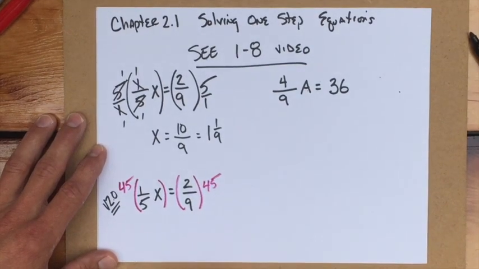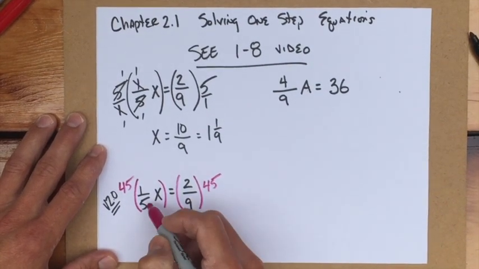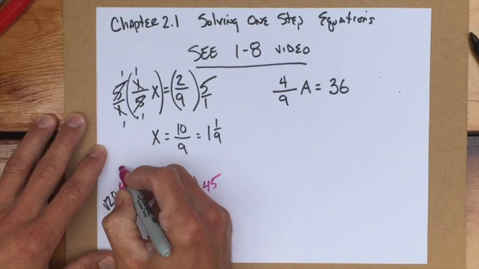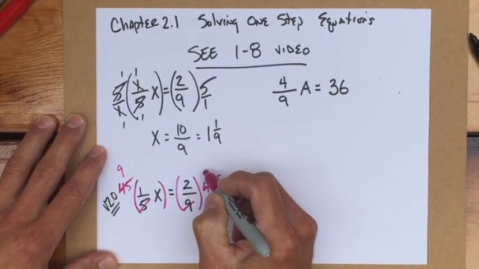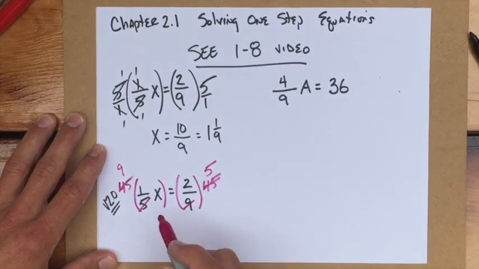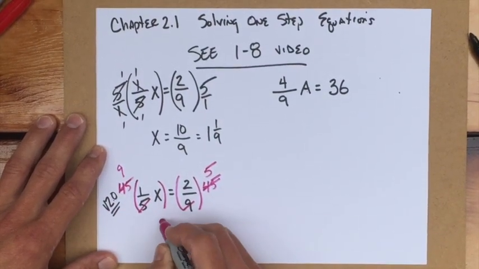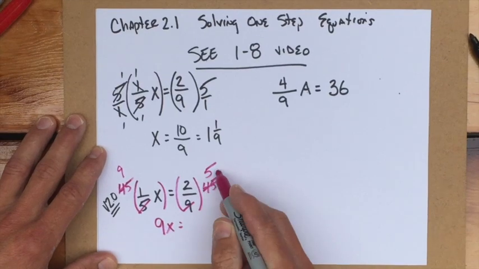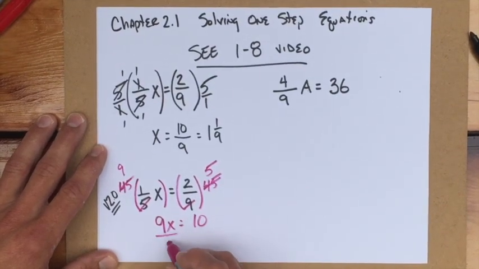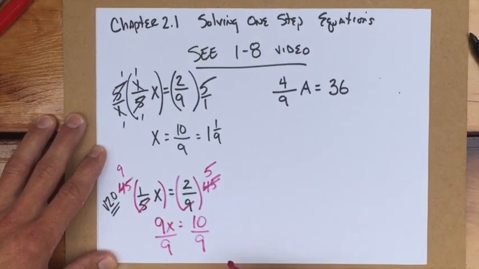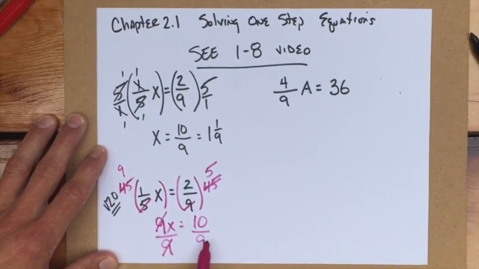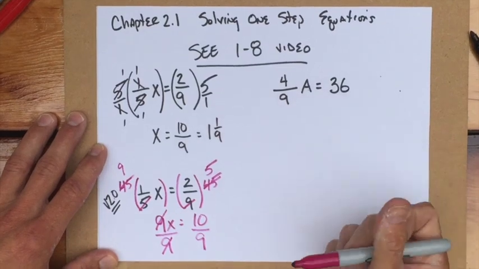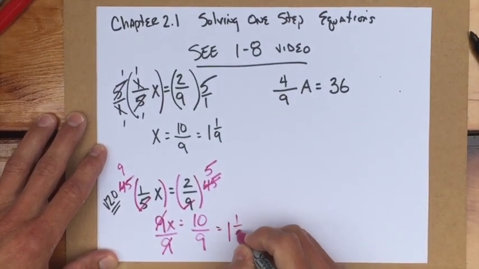My marker's dying off, but we'll see if we get through this. Now watch what we have here. The 5 goes into 45 9 times. This 9 over here goes into this 45 5 times, and watch what we get. 9 times x equals 2 times 5. And you can see that we're then going to do one more step. As my marker dies, the problem is almost over, and I'm not going to rewrite it because you see x is 10/9, which is what we set up here, or again you could do 1 and 1/9.